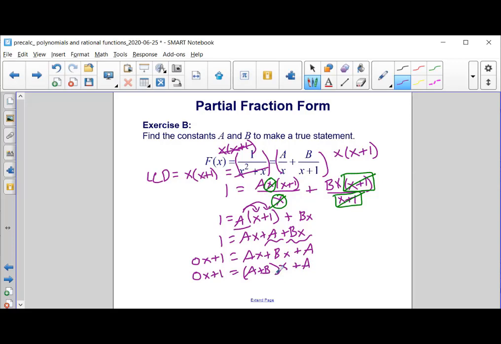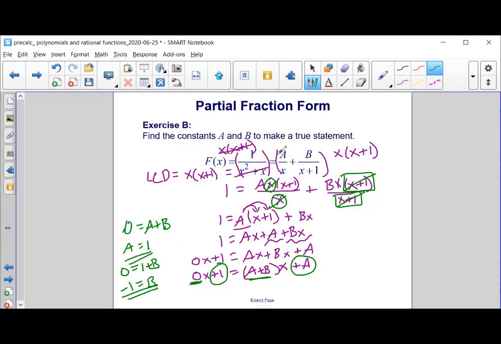And now we have two expressions that are equivalent to one another, and we can use them to construct a system of equations. Our first one, this coefficient, 0, is equal to a plus b. So let's write that down. 0 is equal to a plus b. And then our constant of 1 is equal to a. So we know that a is equal to 1. Since we already know that a is equal to 1, we can substitute a into the second equation in our system to have that 1 plus b is equal to 0. And if I subtract 1 from both sides, the value of b will be negative 1.